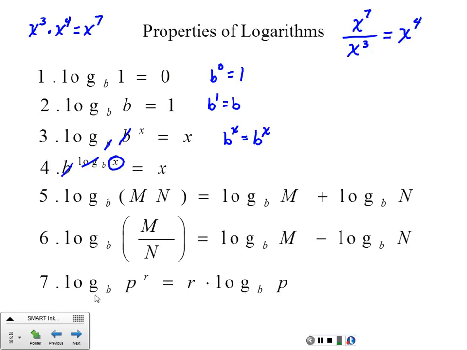Okay, number 7. And look how I'm reading this, okay? When you have the log of a base of an exponent of a power, log of any base of a power, what you're going to do is take this power and move it as a coefficient. So that power of your argument is going to turn into the coefficient. So now you can write this as r times log base b of p. The only thing that changed is you're moving the power of your argument down as a coefficient.